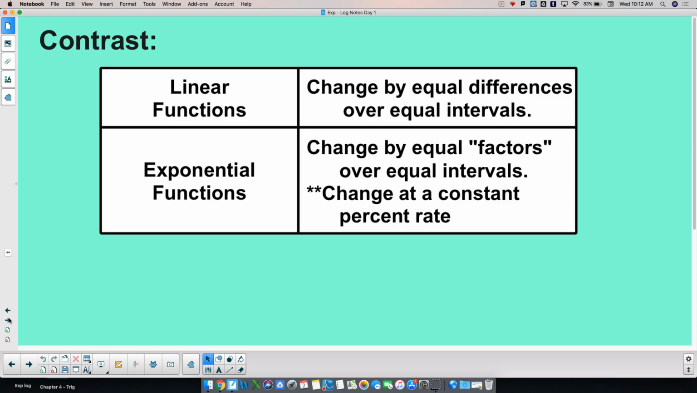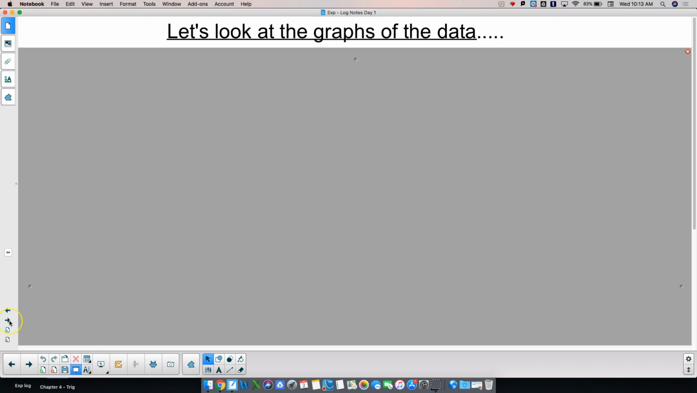Linear functions make lines. Exponentials, also the change is constant, but the constant is a percentage. It's changing by a constant percentage. So it doesn't always end up being equal change. If I am adding 5% to something and I start at 100, let's look at the graphs of what I'm talking about here.